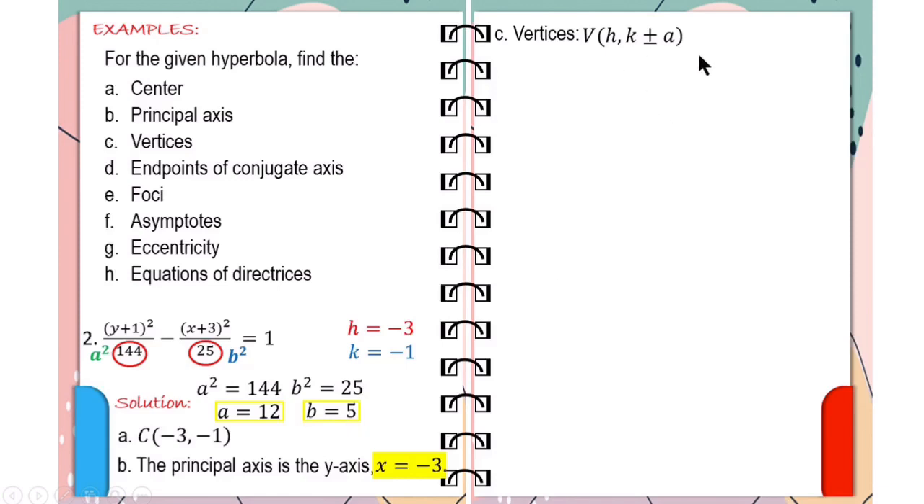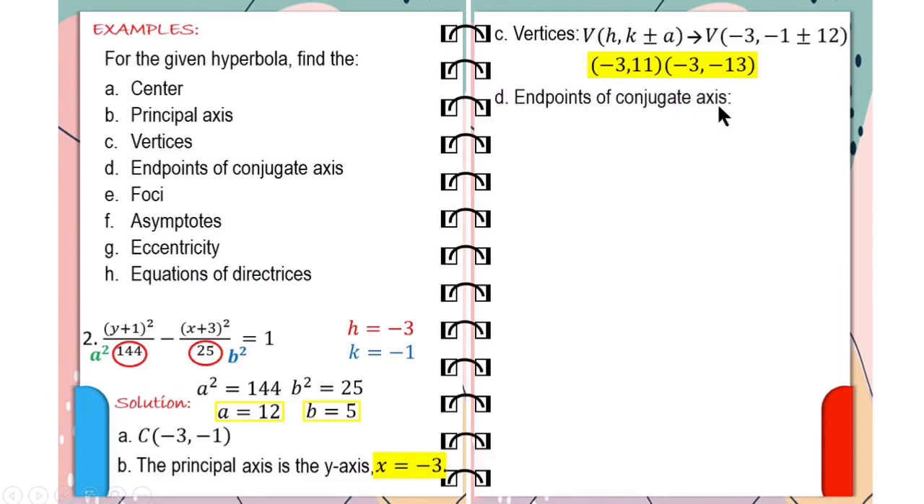So the vertices are (−3, −1 ± 12), and these are (−3, 11) and (−3, −13). Copy −3 and simplify. −1 plus 12 is positive 11, and −1 minus 12 is −13. So the vertices are (−3, 11) and (−3, −13).